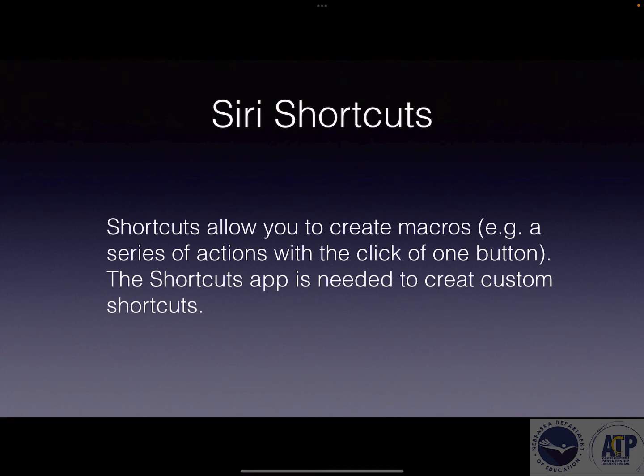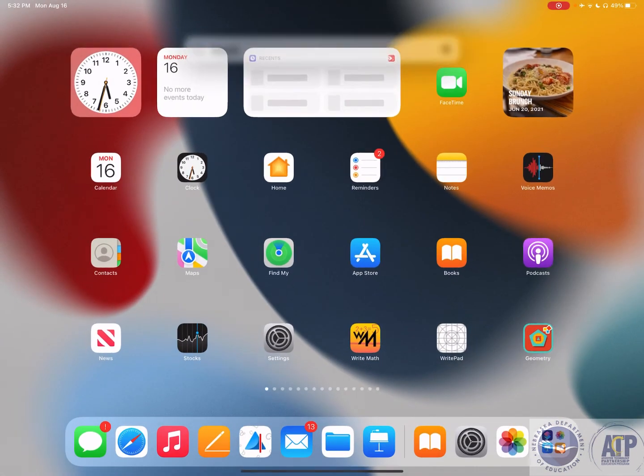Siri shortcuts is another really powerful tool that will allow you to create these shortcuts or create these macros. Typically, you would use the Shortcuts app to create Siri shortcuts, so you can tell Siri to do something. But with switch control, you can actually use those same Siri elicited shortcuts in the menu. So an example is, let's go into shortcuts real quickly here.